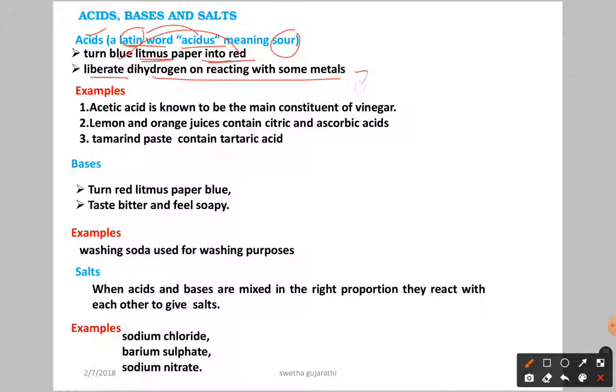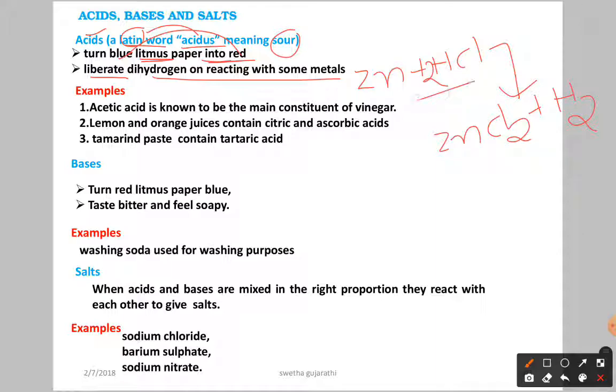Best example, as we also discussed in stoichiometry, is zinc reacting with HCl. What happens? It is going to give zinc chloride along with hydrogen. If you go for the balanced equation, this is an acid reacting with a metal, for example zinc, and it is going to liberate hydrogen. Generally a few metals react with acids and liberate hydrogen.